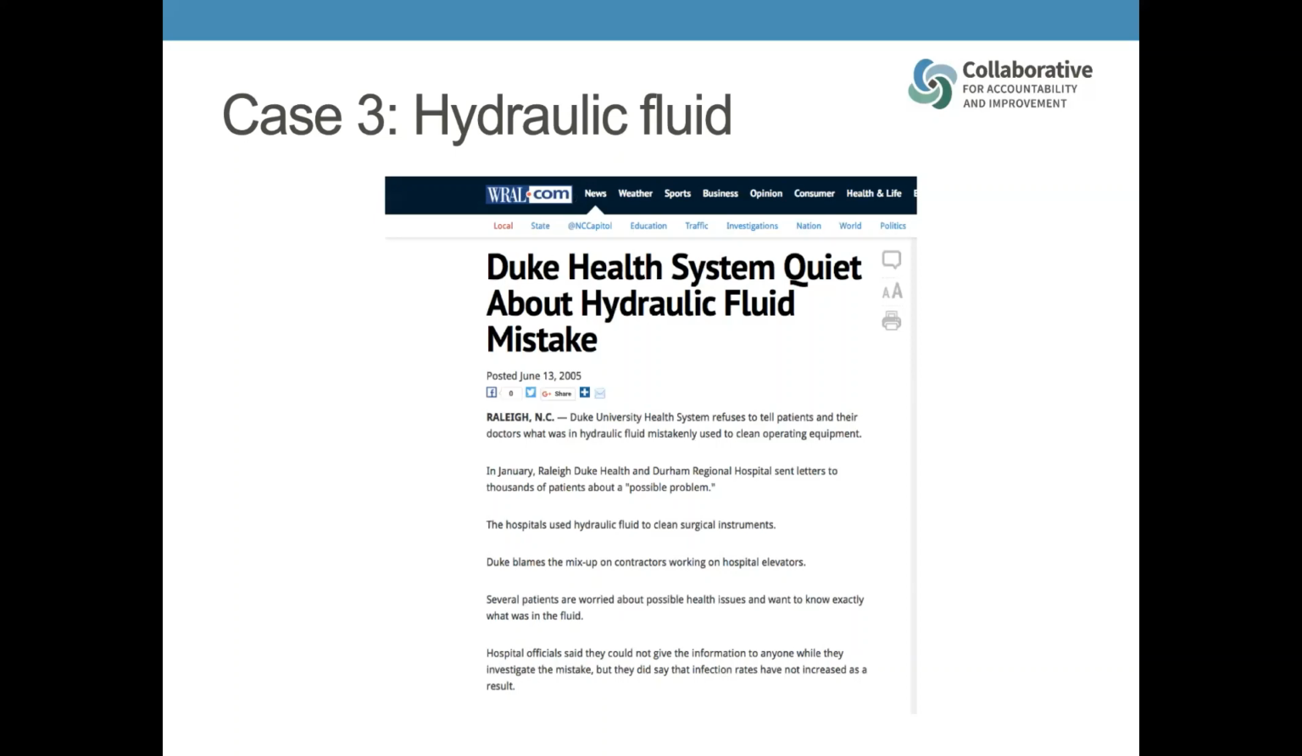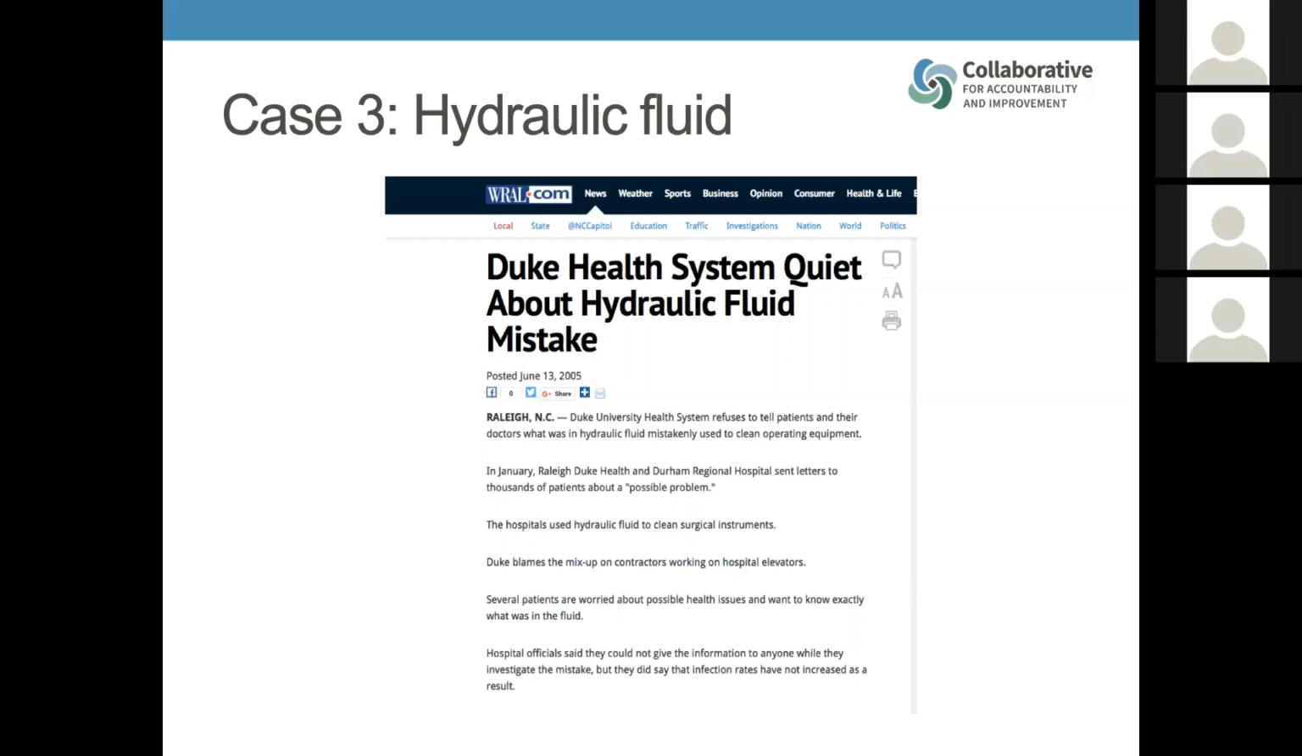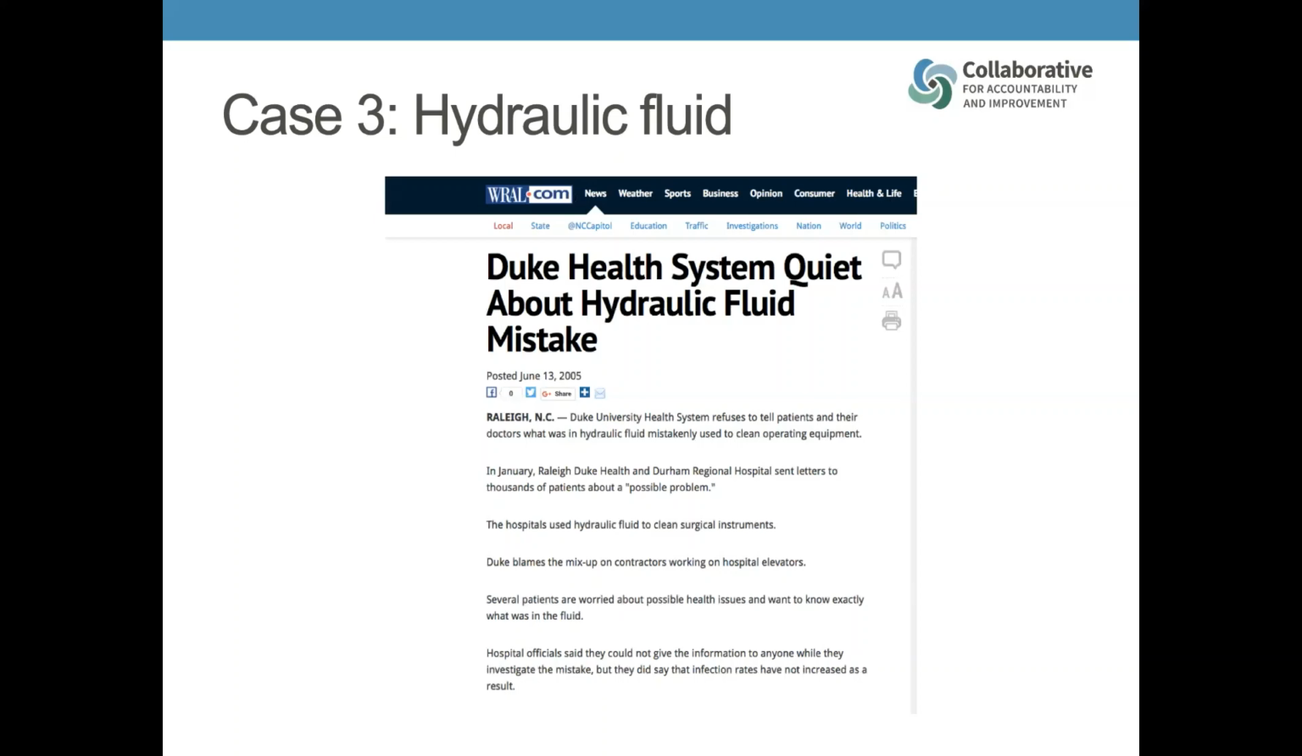And Duke actually struggled because the manufacturer of the elevator fluid would not share the material data sheet with them. So they had difficulty figuring out exactly what the health risks associated with exposure were. So in this case, I think from the patient perspective, it can be harder to figure out how in the world could this have happened? What are the implications to me? I think that means that the communication needs to be even more robust.